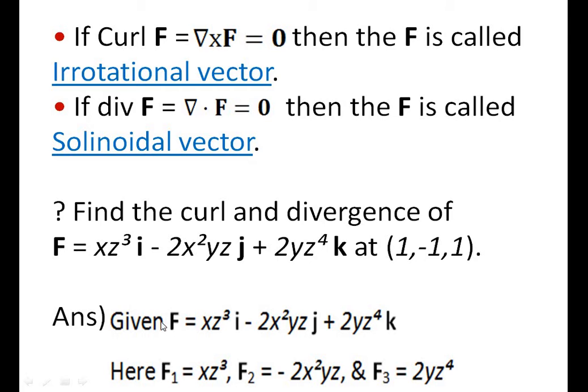Given f equal to x z cube i cap minus 2 x square y z j cap plus 2 y z raised to 4 k cap, we want to find the curl and divergence, that is del dot f and del cross f. Listen here, given the vector valued function, f1 equal to x z cube, that is the coefficient of i, f2 equal to minus 2 x square y z, and f3 equal to 2 y z raised to 4.